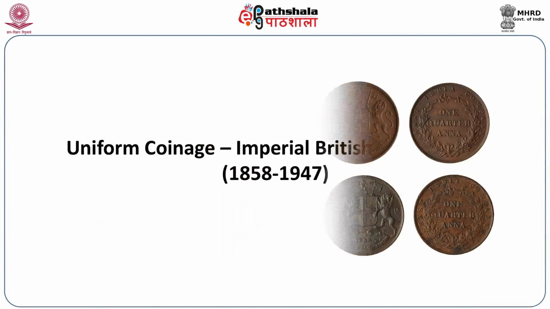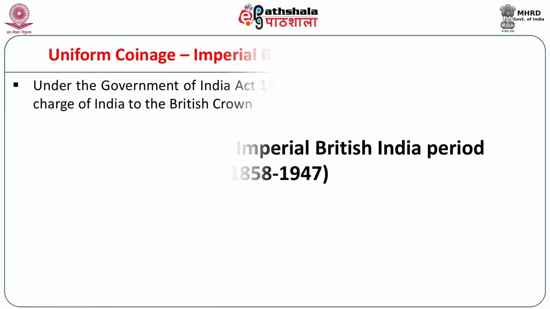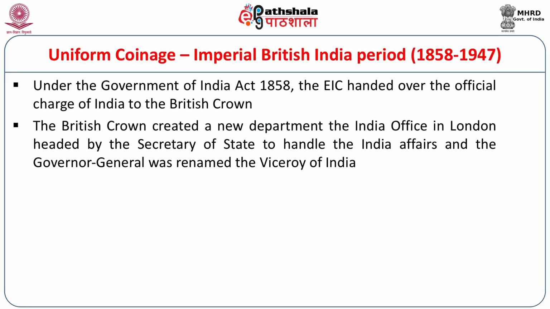Now we look at the coinage of the Imperial British India period. At this period we look at the period beyond 1858. In 1858, the Government of India led to the East India Company handing over the official charge of India to the British Crown. The British Crown created a new department, the India Office, seated in London, headed by the Secretary of State to handle the India affairs, and the Governor General of India was renamed as the Viceroy of India with more powers.